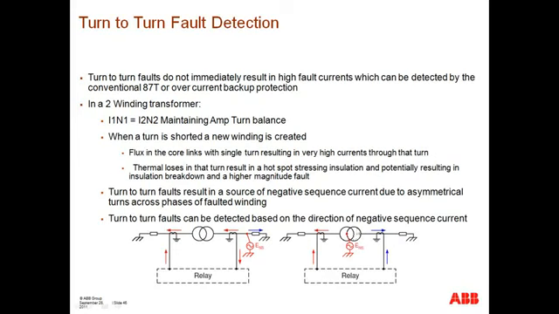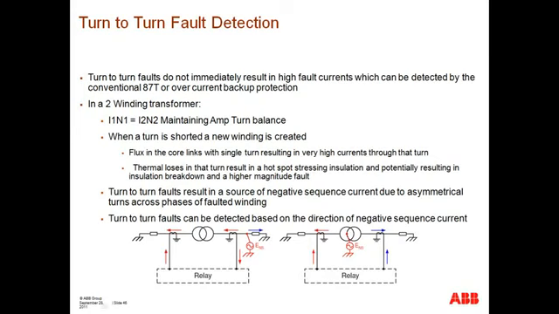If that occurs, we can monitor the direction of the negative sequence current flow to see whether it's inside the transformer or outside the transformer, like in the picture on the left. Based on the relationship of those phasors, we can determine whether the fault is internal to the transformer or not. This has proven to be quite sensitive.